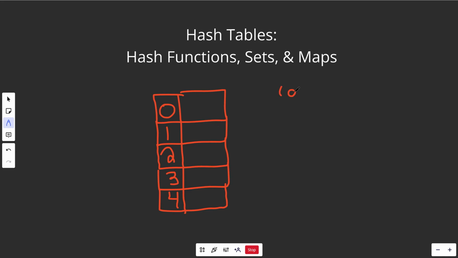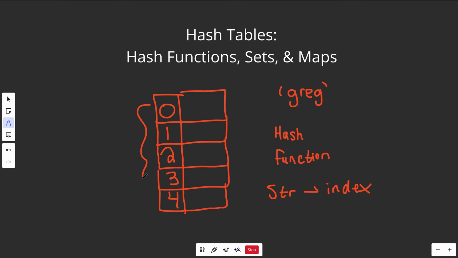Now let's say we had the string of Greg, and we wanted to put that in the hash table. Well, to put something in the hash table, we need to hash it, which basically means that you need to apply a hash function to this, which is going to take your input. In this example, it's a string, but lots of things are hashable. We'll see what is later. So our hash function is going to take our string and it's going to output an index. It's got to be a number 0 through 4 here.